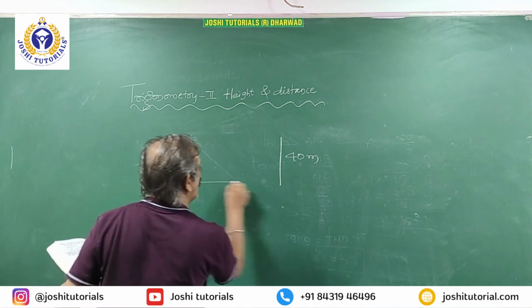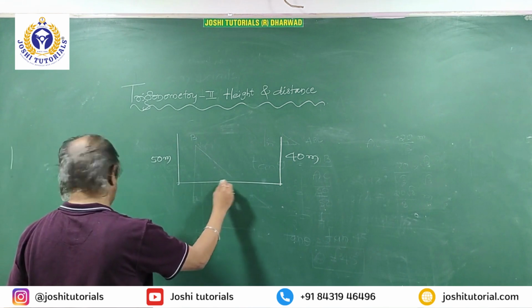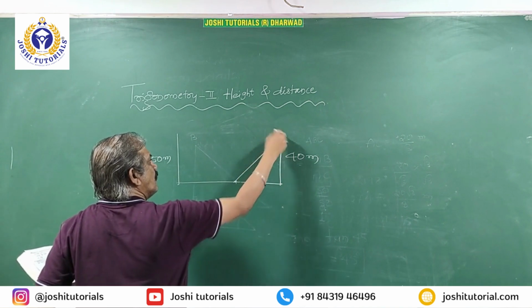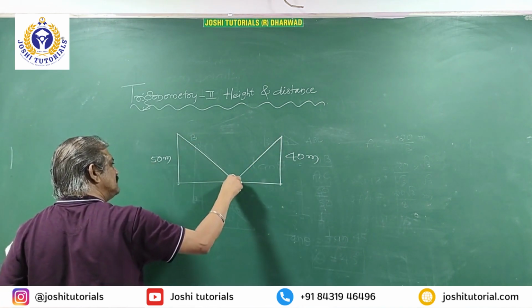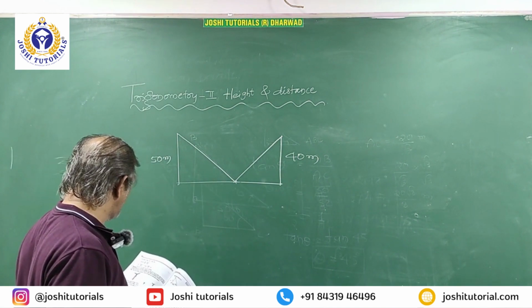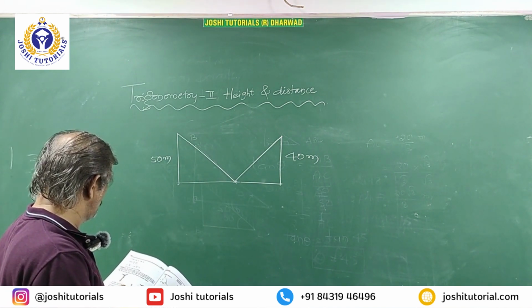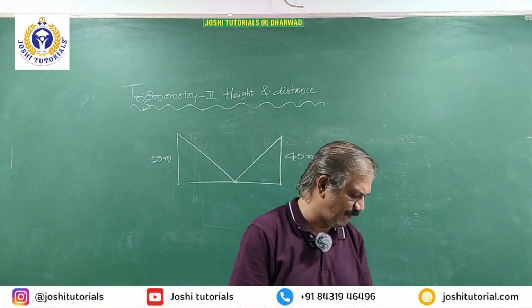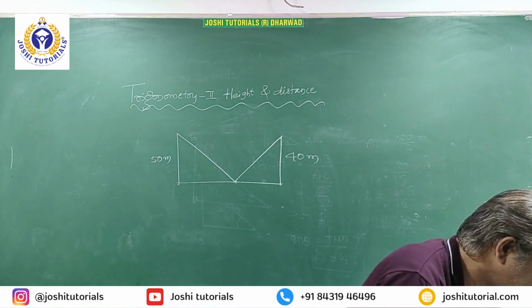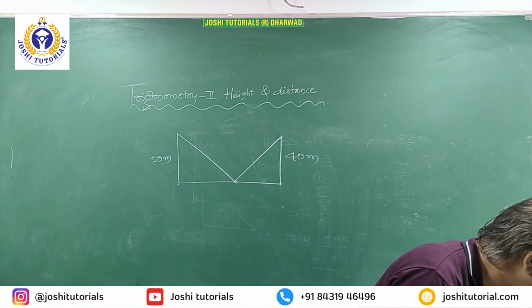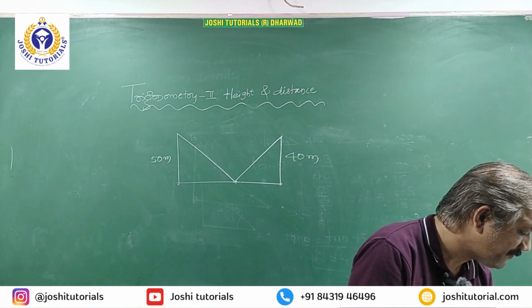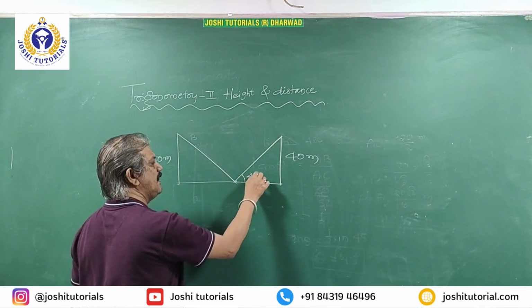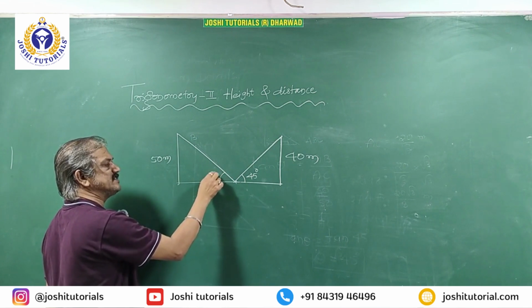An observer, somewhere else here, from this point observes the top of the windmill and the top of the other windmill by making an angle of 45 degree on both sides. For both the windmills, the angle of elevation was found to be 45 degree. Means here also 45 degree, here also 45 degree, in both cases.